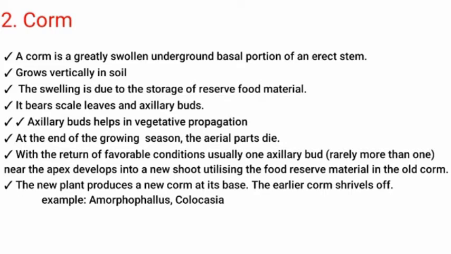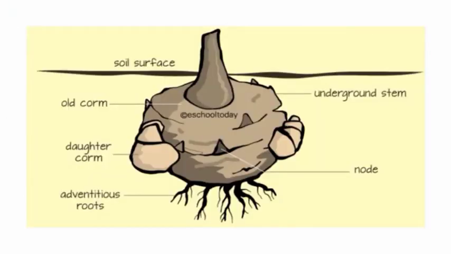At the end of the growing season, the aerial parts will die. With the return of favorable conditions, usually one axillary bud, or rarely more than one, which is near the apex develops into a new shoot utilizing the food reserve material in the old corm. The new plant produces a new corm at its base. Examples: Amorphophallus and Colocasia.